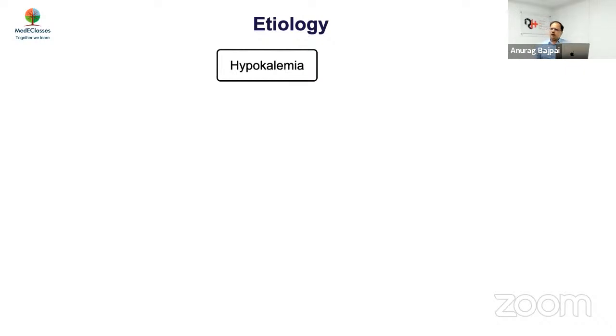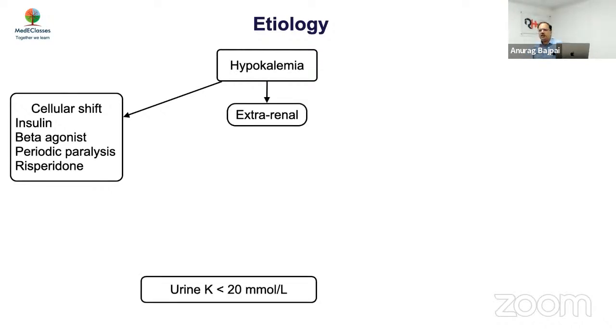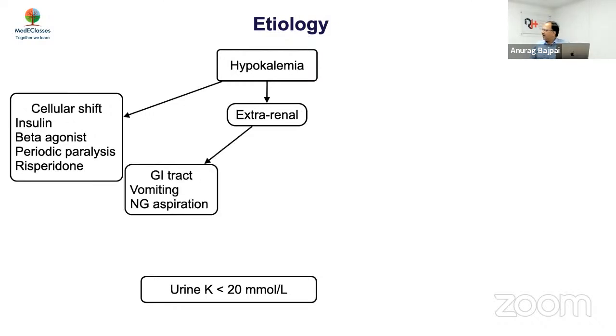Now, from a pathophysiological perspective, in hyperkalemia, as I said, 99% of potassium is within the cells. So there could be a cellular shift, which can happen with insulin, beta agonists, or periodic paralysis, which are the major factors. Or you have an extra-renal loss in which your urinary potassium is low, but you're losing potassium either via vomiting or via diarrhea.